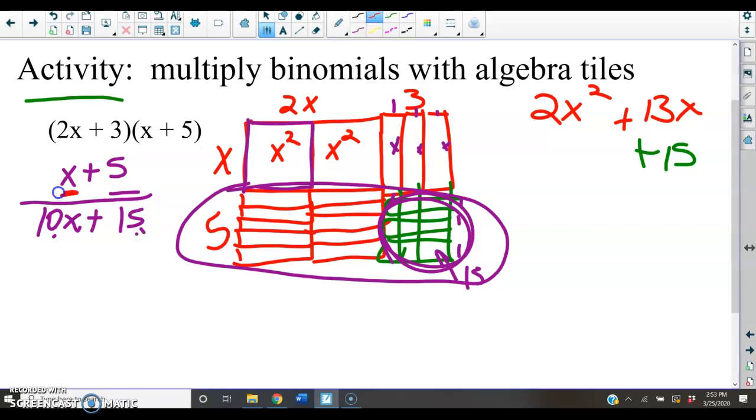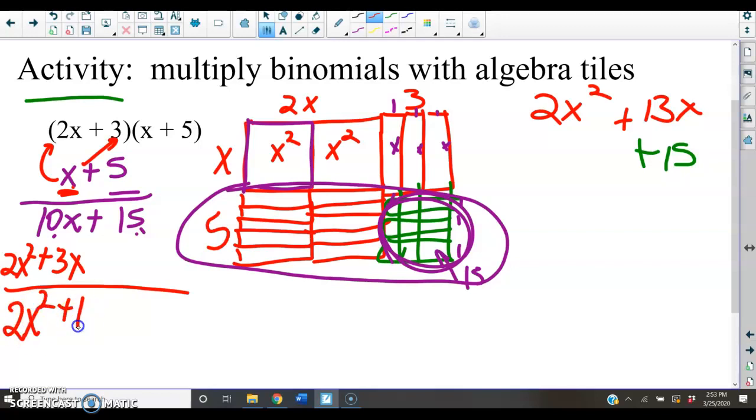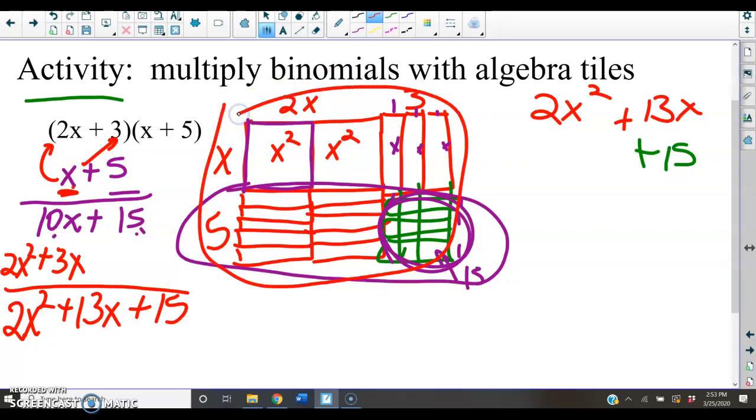Okay, now when you take the x times each, you're going to have the x times the 3 for 3x, and the x times the 2x. And again, remember your rules for exponents. Multiply like bases, add your exponents. And remember, when you add like terms, that means same variable, same exponent. So you have 2x squared, 13x, and 15.